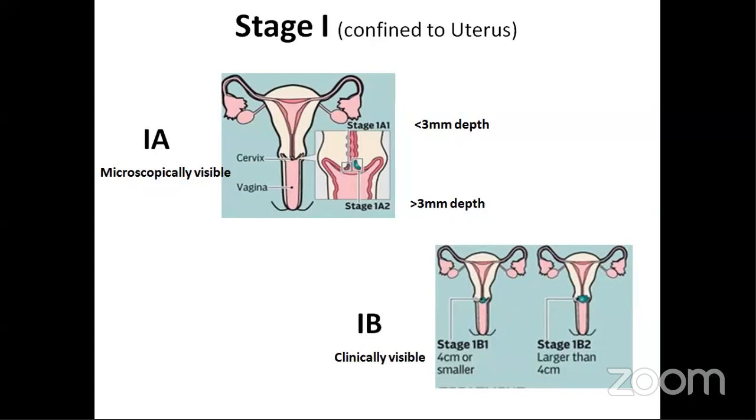In this, we have stage 1A1, where the depth of invasion is less than 3 millimeter, and stage 1A2, where the depth of invasion is more than 3 millimeter. Next is stage 1B, where it is clinically visible. You can see some lesion at the cervix. Depending on how big the lesion is, if it is 4 centimeter or less, it is stage 1B1. And if it is more than 4 centimeter, it is called stage 1B2.